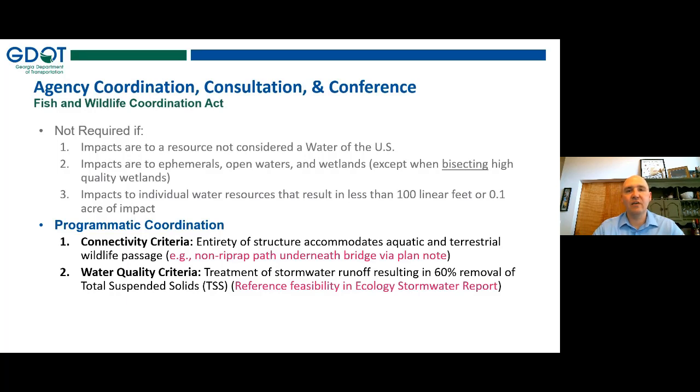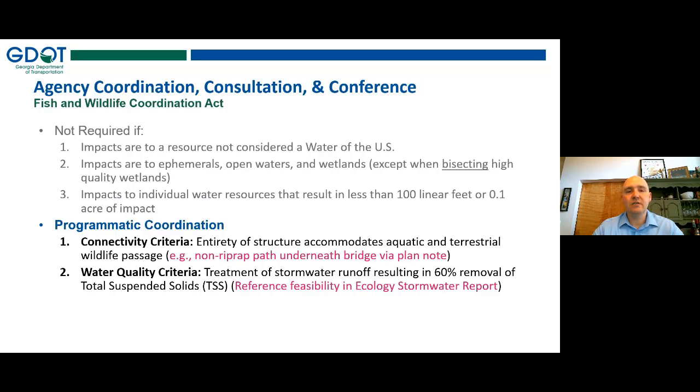If we have a bridge and there's no access underneath for terrestrial wildlife, if we are able to fix that, if the entirety of the structure accommodates both aquatic and terrestrial wildlife passage, then that means that we can move through FWCA programmatically. We don't have to wait on agency comments, and we don't get those project-specific comments, which is a real advantage, a lot of predictability for GDOT.